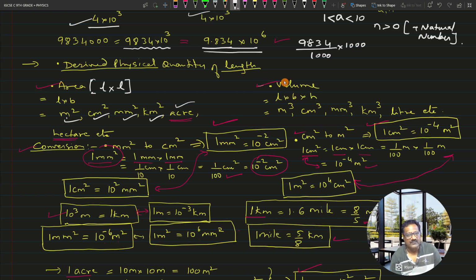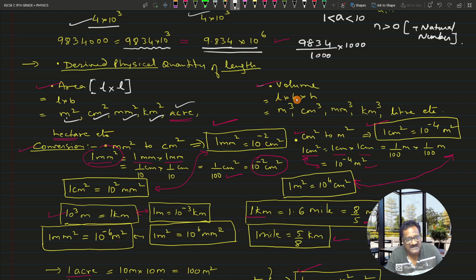Same way, volume is another derived physical quantity. Now, volume of a cubical object is length into breadth into height. And if it's a cylindrical shape, then also you have a formula for that. But volume is something which will be given by length into breadth into height. Now, in this case, length, breadth, and height, all three are nothing but the physical quantity length, but here you are using the length three times. For example, length in meter, then breadth in meter, then height is also in meter.